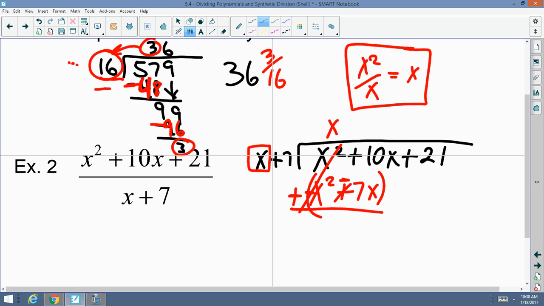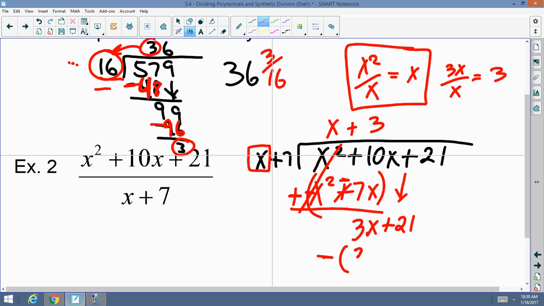Now, what am I left with? What's 10x minus 7x? 3x. Drop the 21. How many times does x go into 3x? 3 times. So that's 3. Distribute and subtract the product. What's 3 times x? What's 3 times 7?